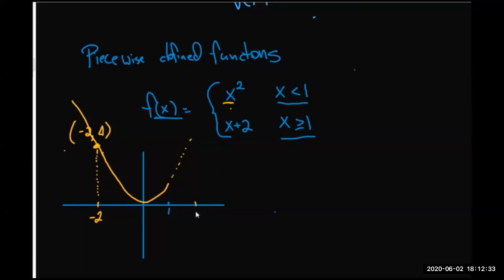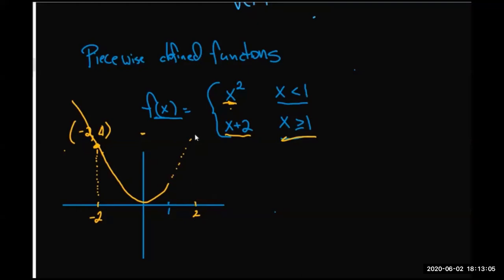For example, when x is 2, we don't use that formula because we only use this formula when x is less than 1. So what do we use over here when x is equal to 2? We don't use this because it's not less than 1, so this one applies in that case. When x is greater than or equal to 1, use this formula. If I put 2 into this, what do I get? I get 4.